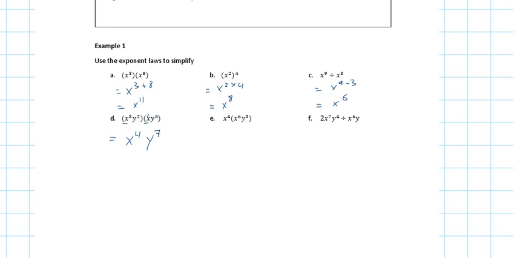So I can only go like terms together, okay? So they have to be the same base. And I add their exponents, all right? So if you look at the x's, they're the same base. Add the exponent, 3 plus 1, that's 4. The y, they're the same base. Add the exponent, that gives me 7.